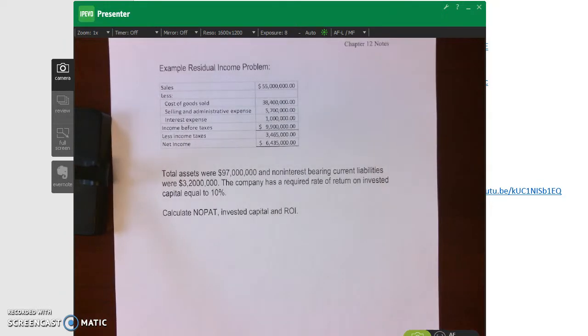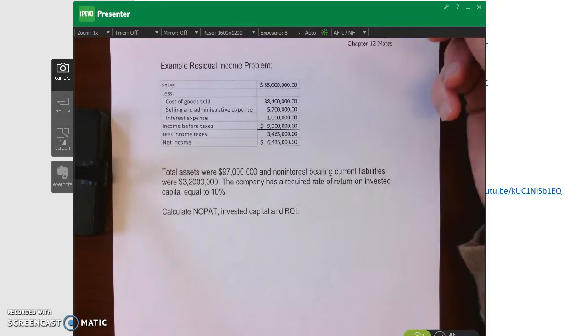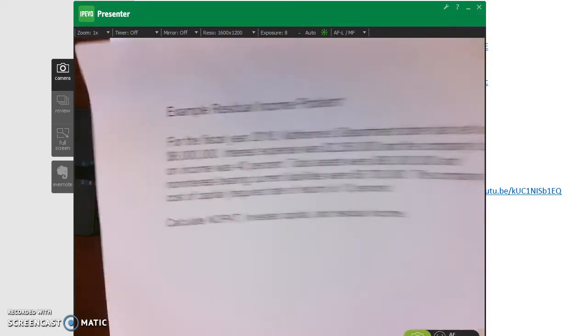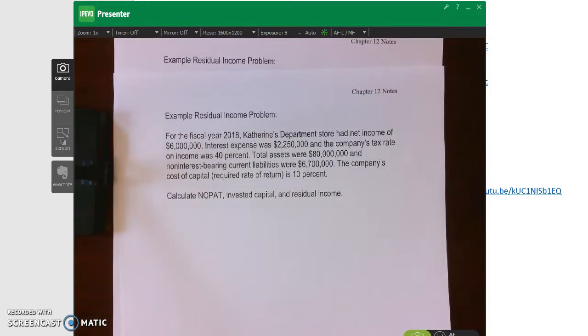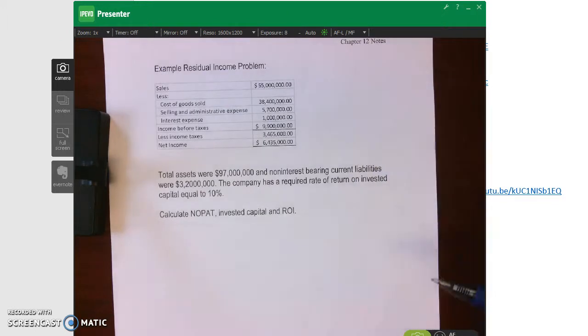So when we first look at this first problem, let me just catch up here. What might be a good idea is that you pause the video and go ahead and do this problem, this example residual problem, and then come back and check it. All right, so I'm going to go ahead and review the answers to these two problems.